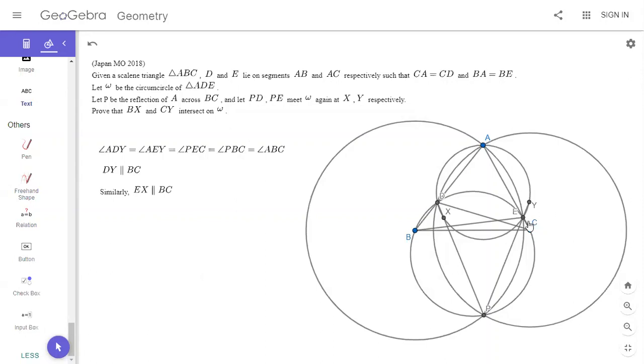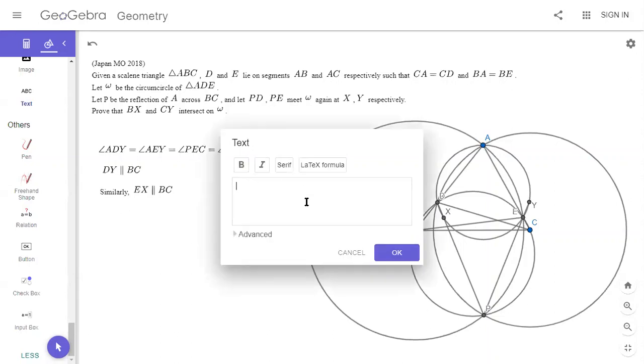And so since DY is parallel to EX, that means arc DX is equal to arc EY, which means that, so I'm going to write this out. I'll say arc DX equals arc EY in the circle. Oh, but I should prove that P lies. Okay, I'll go back and do that after.